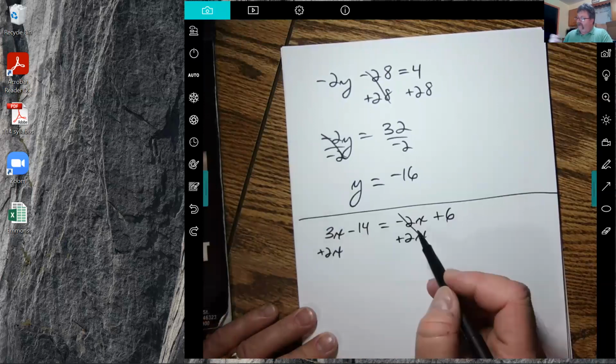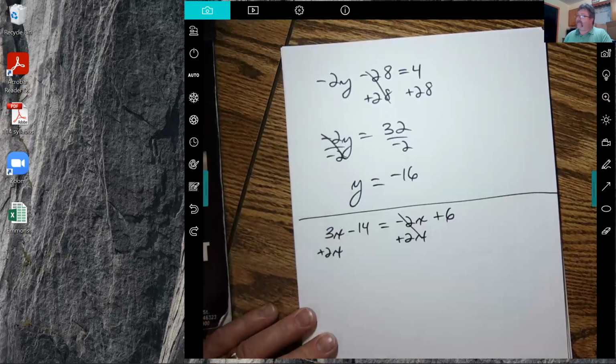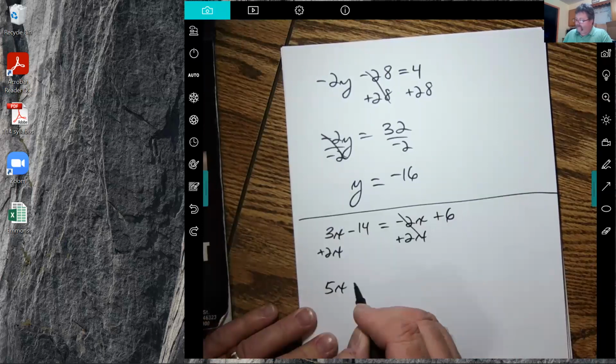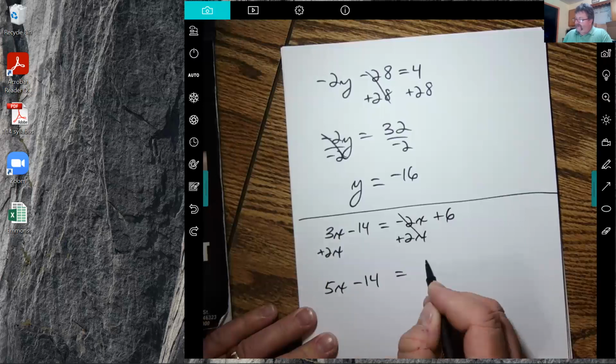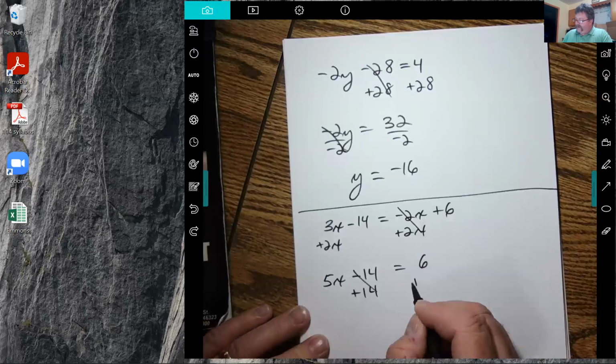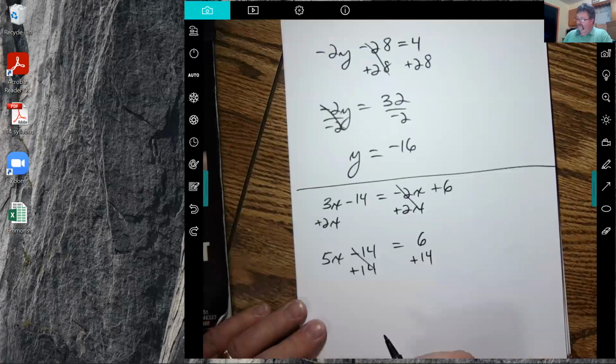So I'm going to make that minus 2x disappear by adding it to both sides. Well, now I'm going to combine these terms and give myself a 5x. Minus 14 equals 6. So now I want the minus 14 to go away, so I will add 14 to both sides. 5x equals 20. X equals 4.